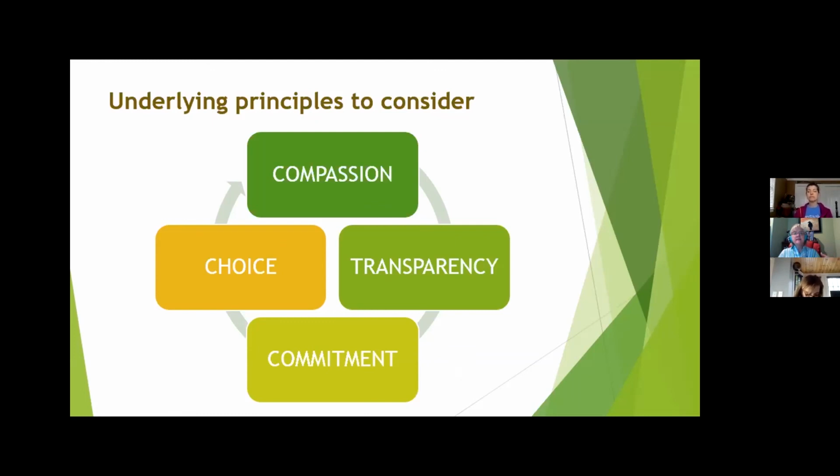The transparency piece: the groups that operate within transparency are trying to see themselves clearly. They're open to the idea that they are expressing their values clearly and expressing their expectations clearly. And so that's what we mean by transparency.